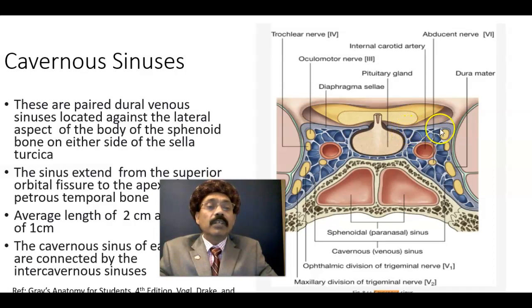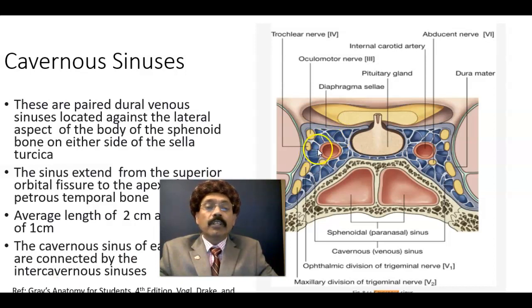So it is a venous sinus. It is inside the dura mater. We know that dura mater has two layers, the endosteal layer and the meningeal layer, and its name is cavernous. That means it has a lot of cavernous spaces, and these spaces are made by the trabeculae. There is also a large blood vessel, the internal carotid artery, and nerves. They are separated from the venous blood by the endothelium.